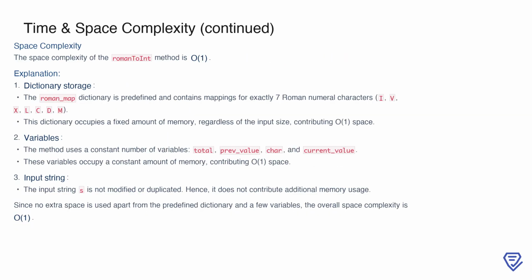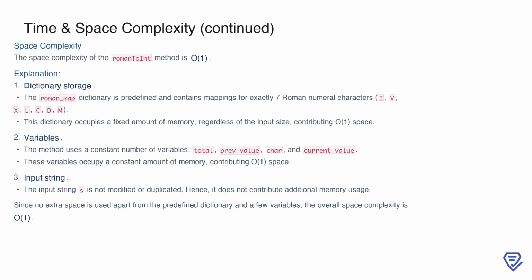The space complexity of the romanToInt method is O(1), meaning the memory usage remains constant regardless of the size of the input string. First, the roman_map dictionary, which contains mappings for the 7 Roman numeral characters, is predefined and occupies a fixed amount of memory that does not scale with the input size.